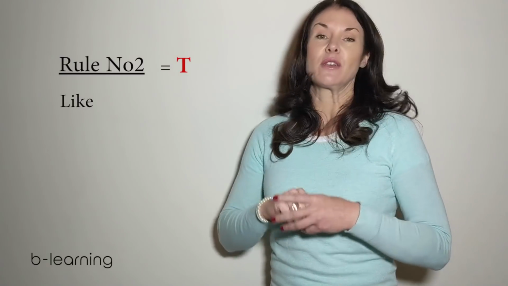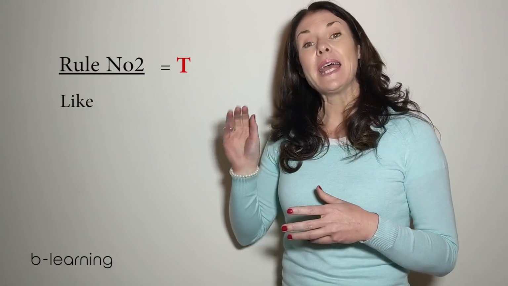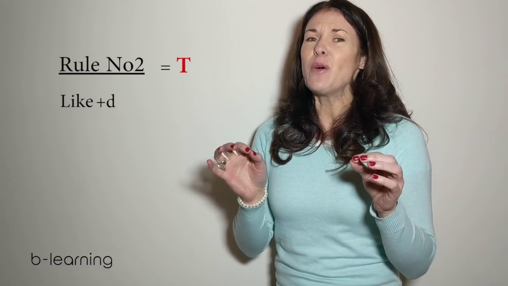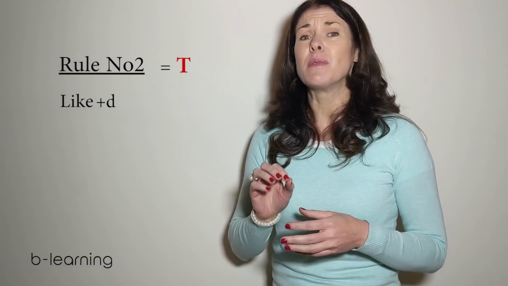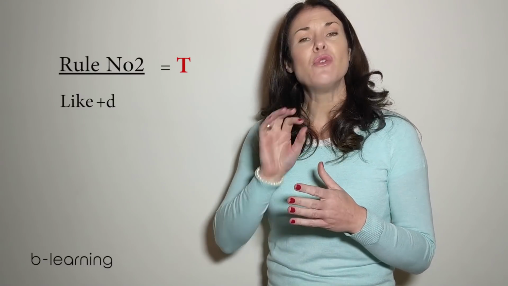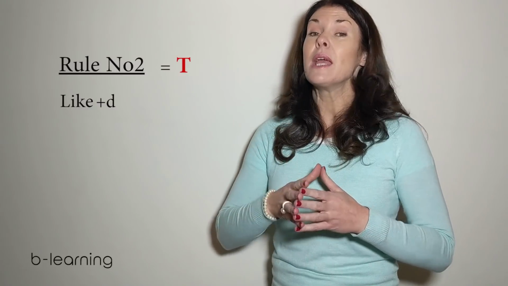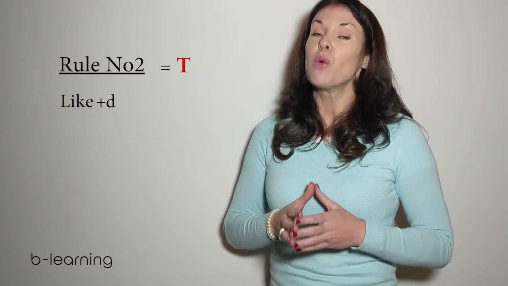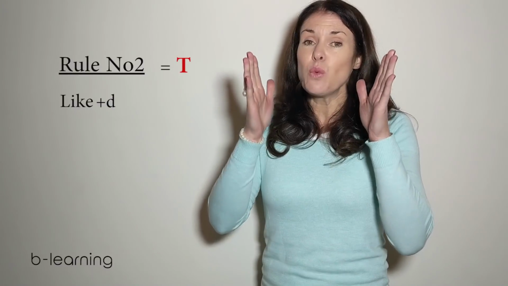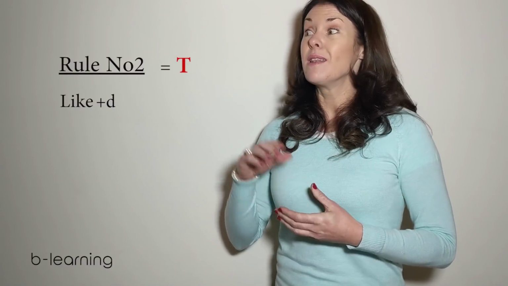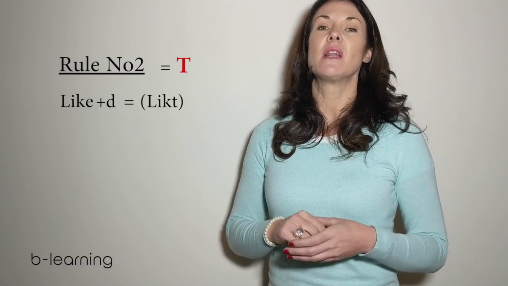Let's look at like, for example. We're going to add the D to make the past tense. But now the sound doesn't become like it. We have no extra syllable in rule number 2. In rule number 1, yes. Rule number 2 is 1 syllable for the past tense. So like becomes liked.